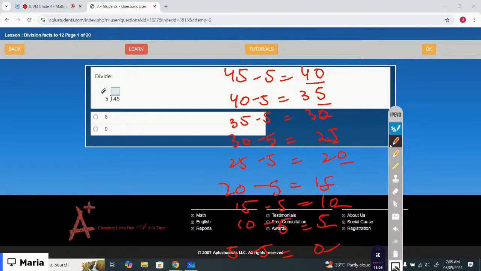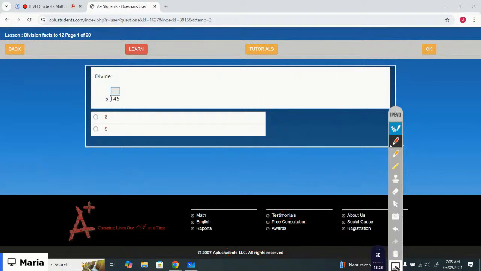So 45 divided by 5 is 9, right? Or you can count the table of 5 until 45. So 5 times what number is 45? 5 times 9 is 45. So the correct option is 9. Option number 2 is the correct option. Got it? The correct option is option number 2. 9 is the correct option.